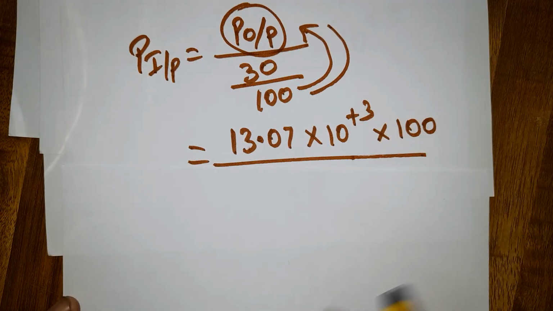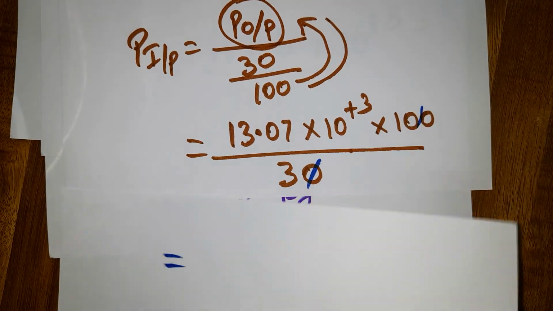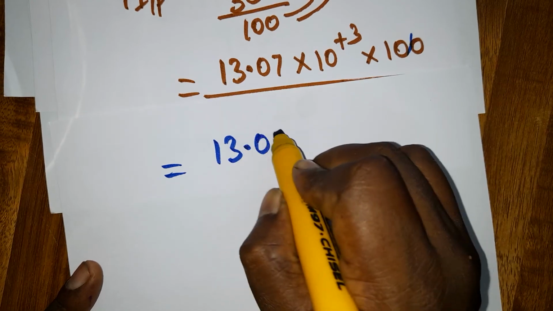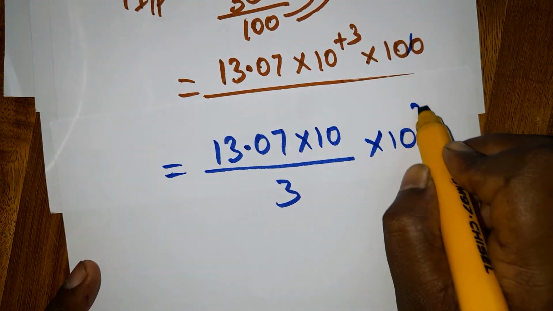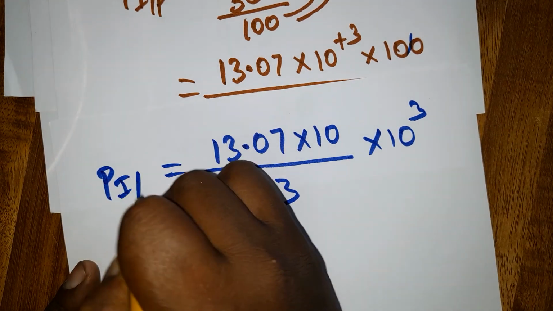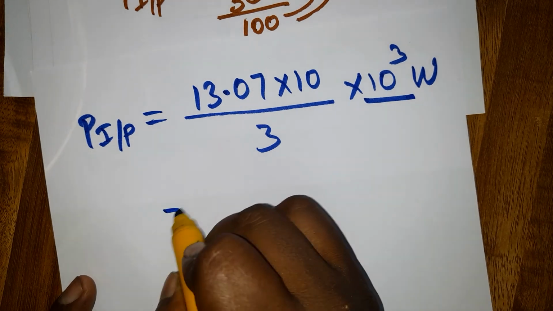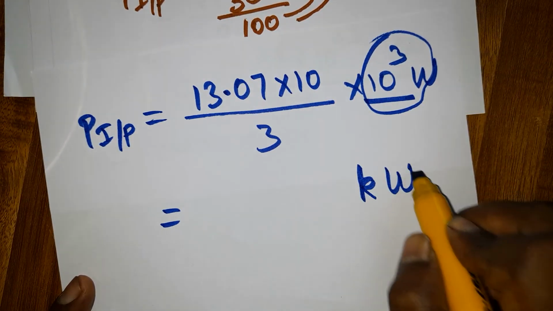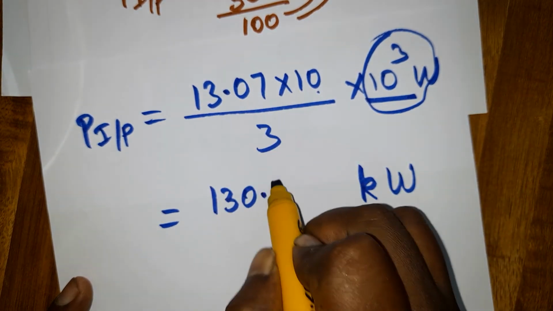If your 10 power plus 3 is separate, this 0 gets cancelled. I'll tell you why I kept it separate. This 0 gets cancelled. 13.07 into 10 divided by 3 into 10 power plus 3. It's going to be the power input. This plus 3, the power unit will be watt. Efficiency has no unit, only power has a unit. This is going to be called a kilowatt, 10 power plus 3. So it's going to be 130.7 divided by 3.